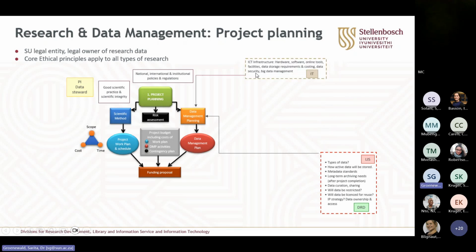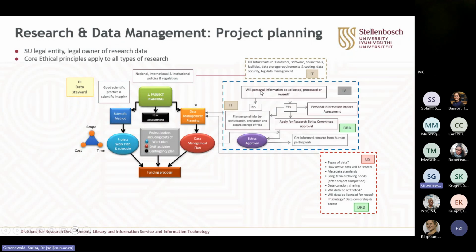If you have to look at the ICT infrastructure that you're going to use, IT can help researchers to make sure that they use the correct hardware, software, and online tools. They can also assist with data storage requirements and then costing and data security, and of course, big data management as well. If you are going to collect, process, or reuse personal information, information governance has developed a personal information impact assessment that must be done to see what the risk is associated with the data that you're going to be handling during the research project.